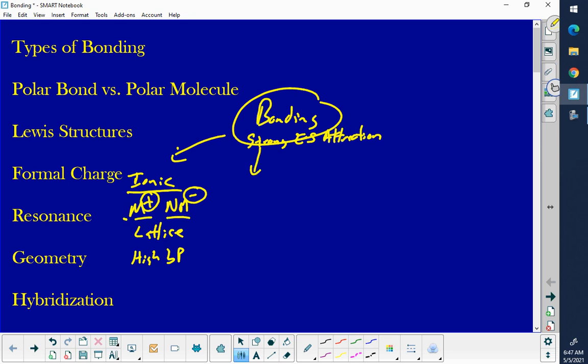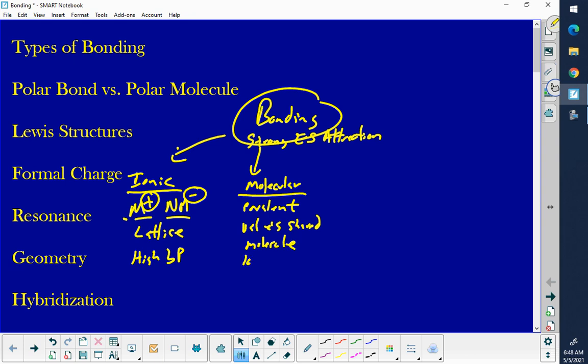Next, we usually talk about molecules, right? Molecular bonding. And molecular bonding is a form of covalent, right? Bonding in which we have valence electrons that are shared between nuclei, right? And this forms a molecule. So don't confuse molecules with crystal lattices.